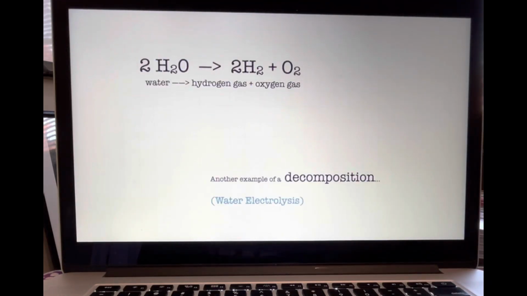Another example of decomposition occurs when electricity passes through water. The energy provided by the electricity causes the water to decompose into hydrogen gas and oxygen gas, and this process is actually called water electrolysis. The following chemical reaction describes the decomposition of water. We will be completing experiment 5.1 to actually decompose water in class on the 29th.